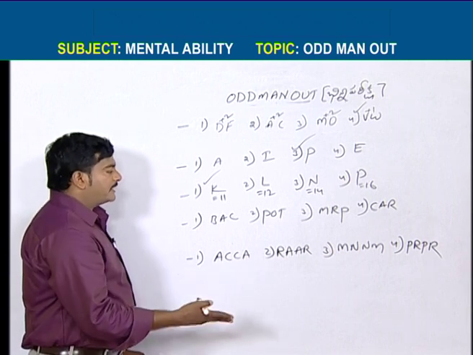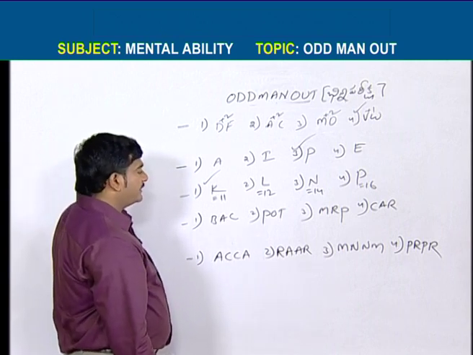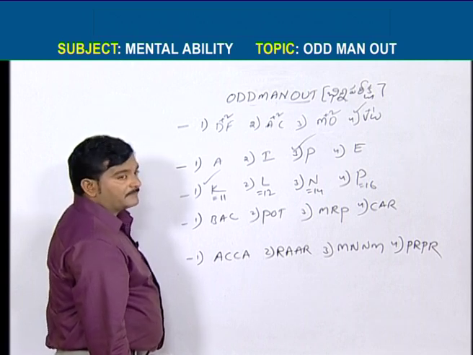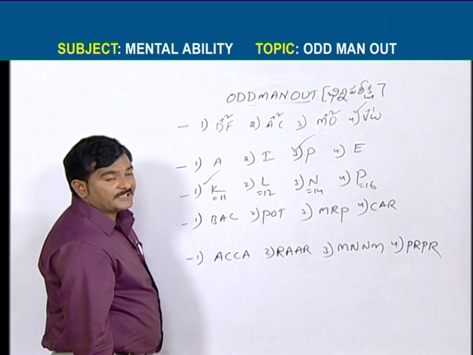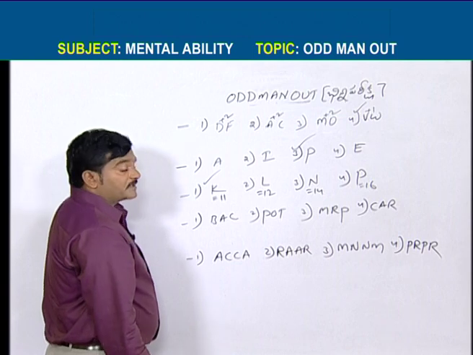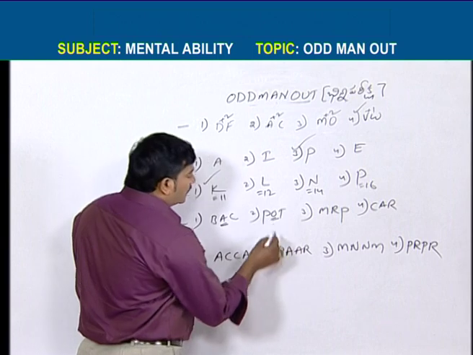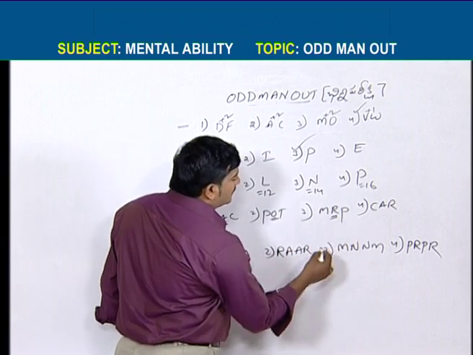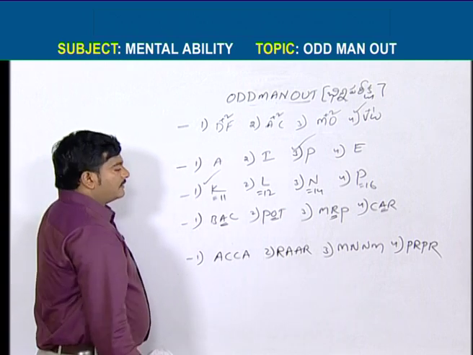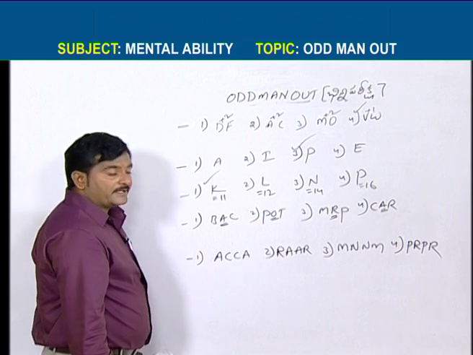Next, BAC, POT. Here meaning is not required. What is BAC? What is POT? So irrespective of meaning, it is not required. BAC, POT, MRP, and the next one is CAR. It is very clear. Just in all the words, observe middle letter. What is the middle letter here? A. What is the middle letter here? O. What is the middle letter here? R. What is the middle letter here? A.